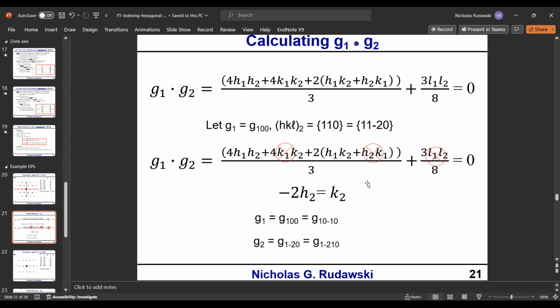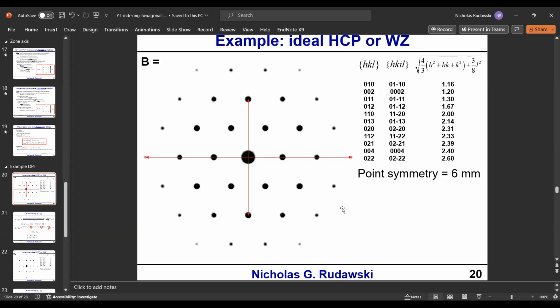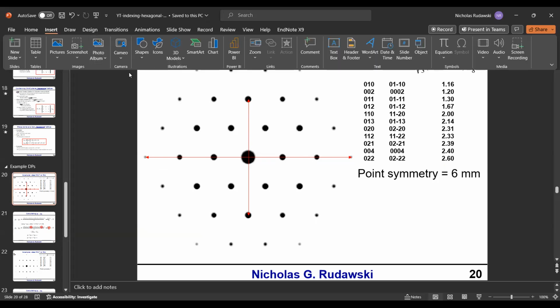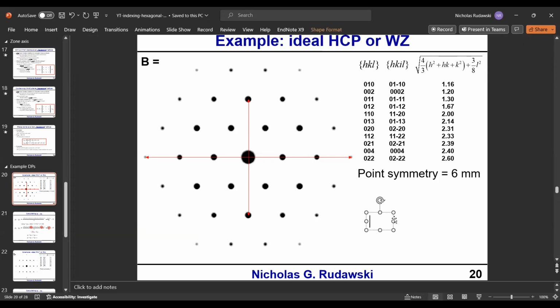Okay, so let me see here if I can get my, there's my zoom controls back. Let me hide these again for a second. Okay, so let me come back now to our actual pattern here. Okay, so again, this is G1, this is G2. Okay, so I'm going to insert now a text box. Okay, and G1 is 1, 0, 1 bar, 0.